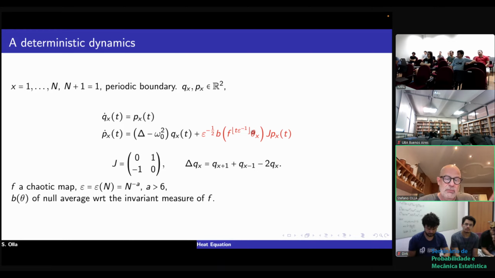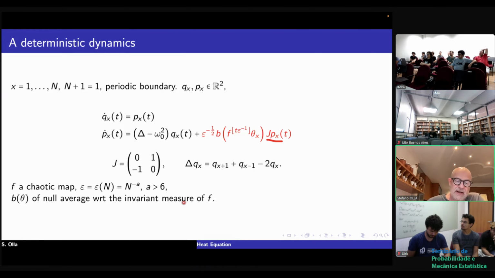But this is a rotation of the velocity, and the modulus square of the velocity is conserved. So the kinetic energy is conserved. This dynamics conserves the kinetic energy of each particle, so the total dynamics conserves the total energy, because the total energy was already conserved by the Hamiltonian part. Okay, so the point is that you have to accelerate these dynamics very fast.